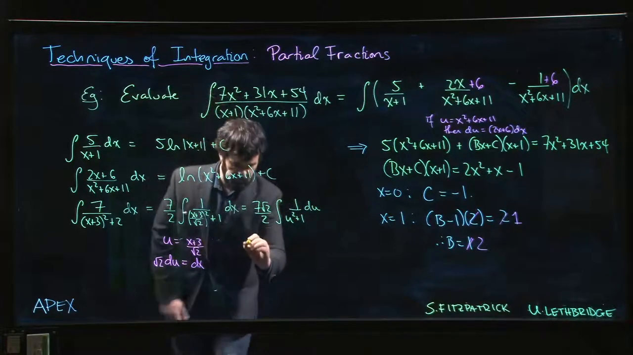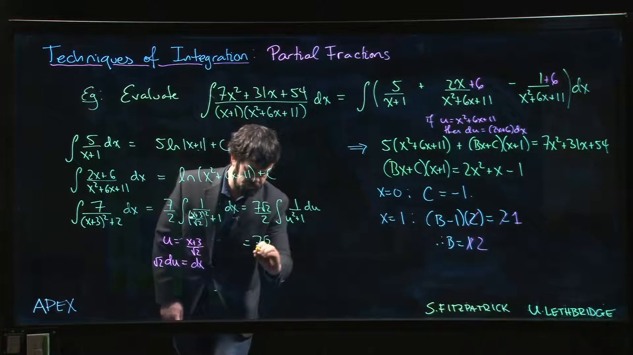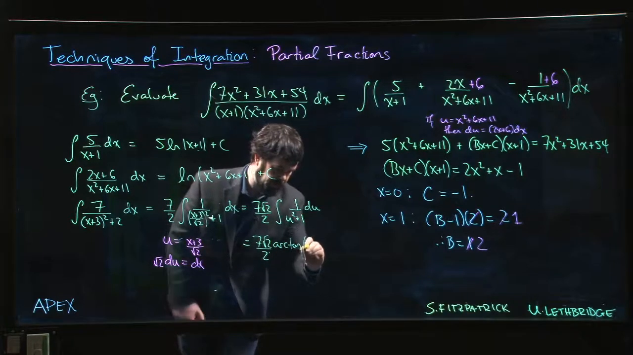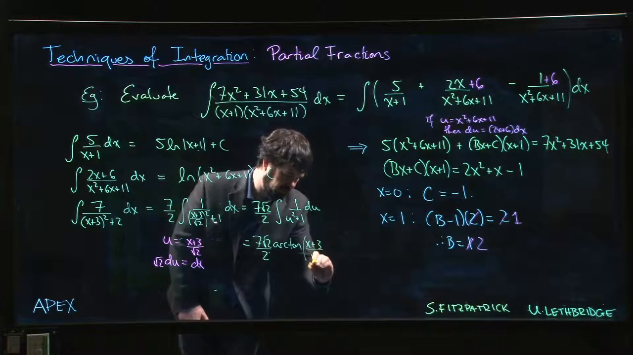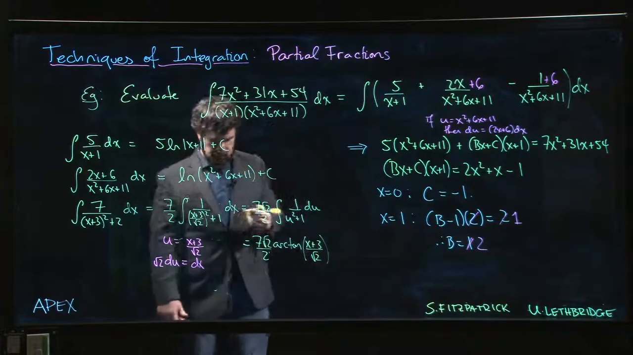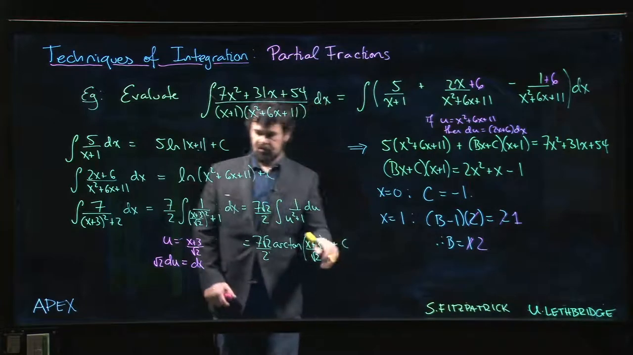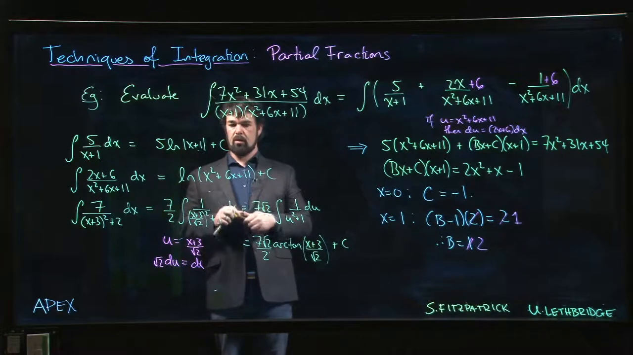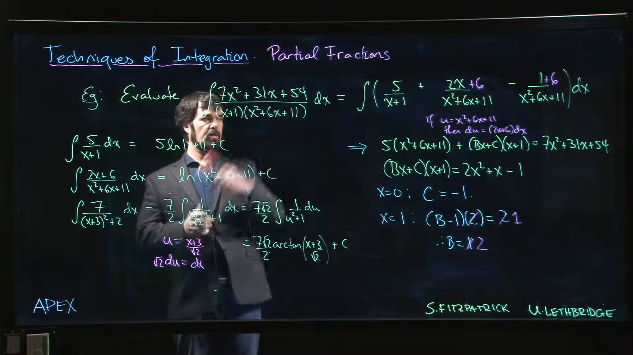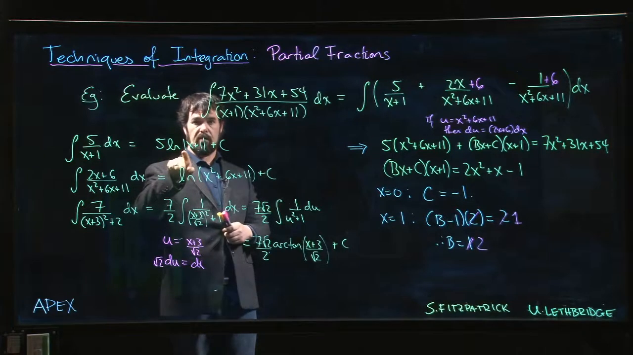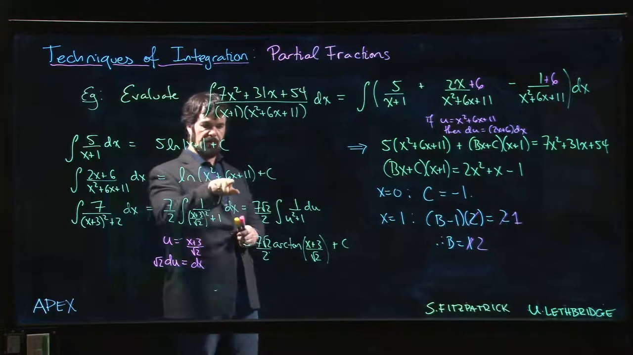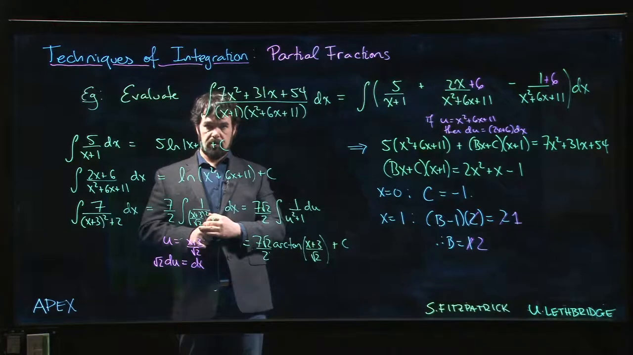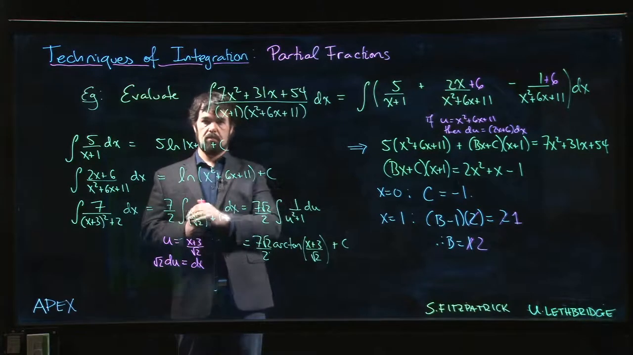And now that's sort of an obvious arctan, right? So 7 root 2 over 2 arctan of u. But let's put back that u is x plus 3 over root 2. Plus our constant, if you like. Okay, so what's the overall integral? Well, it's the sum of these three, right? So this integral is going to be 5 times log of x plus 1 plus the log of x squared plus 6x plus 11 plus 7 root 2 over 2 times arctan of x plus 3 over root 2. Add those three together, you've got your integral.